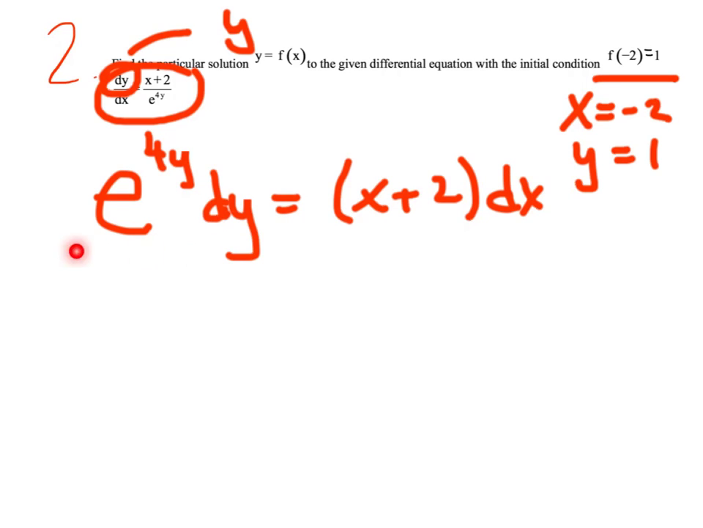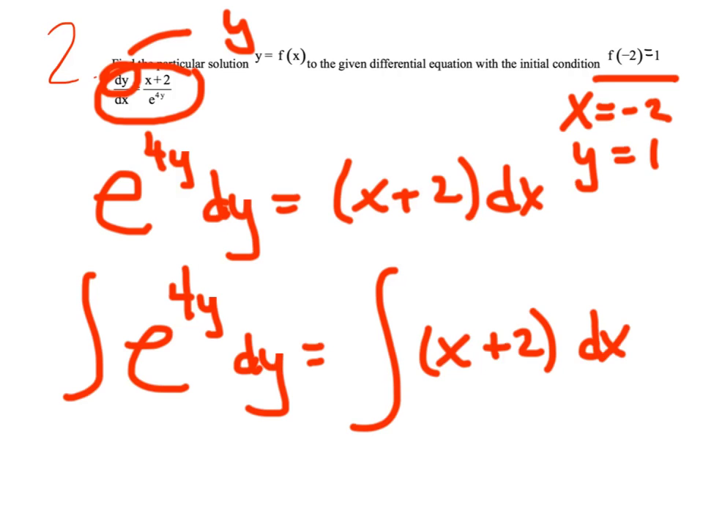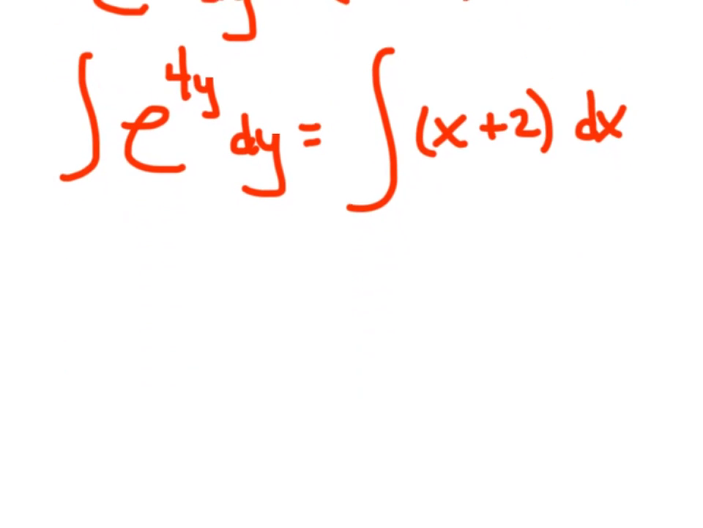All right, quick check. Are you separated yet, or do you have more work to do? Well, this happens to be real nice. We're already separated. E to the 4y dy equals the integral of the quantity x plus 2 dx. All right, integrate both sides. I think the right side's easier. I'm going to start there. That just gets me x squared over 2 plus 2x plus c.